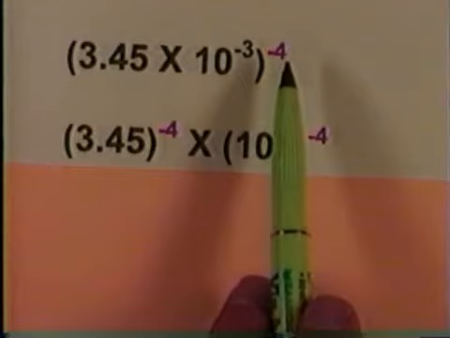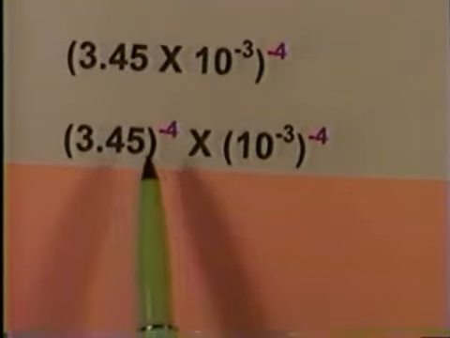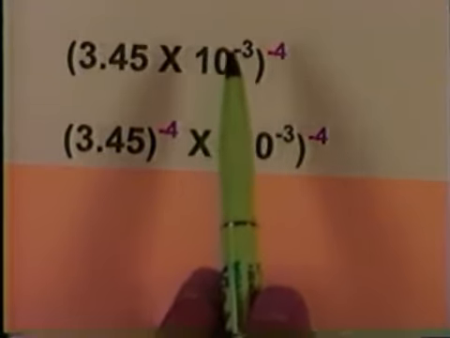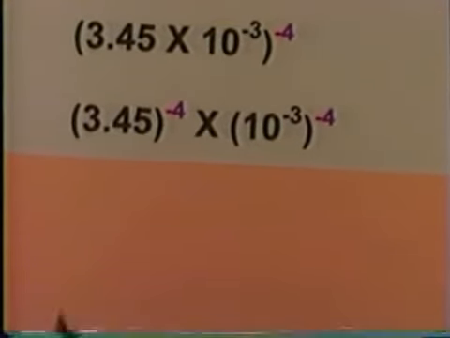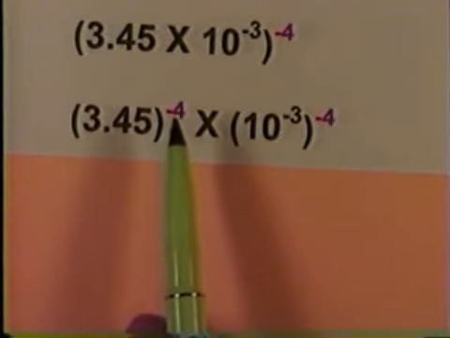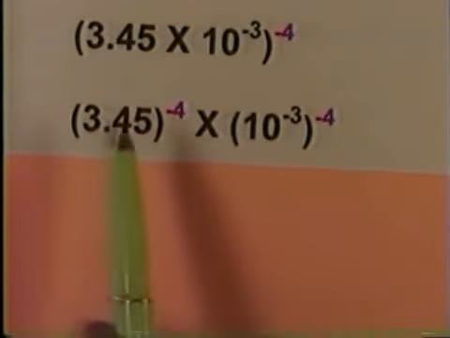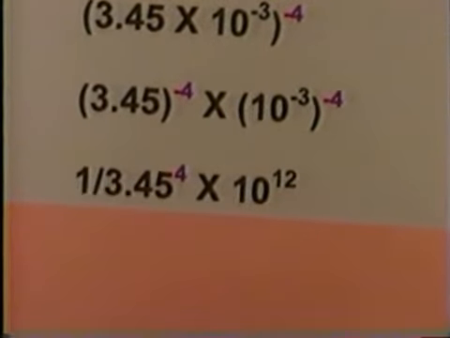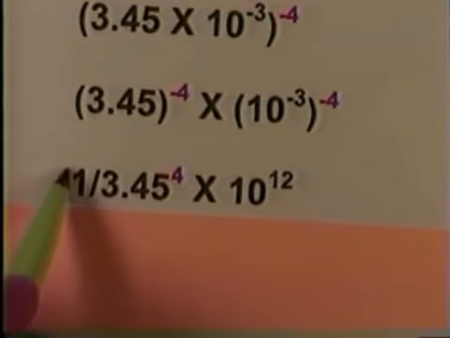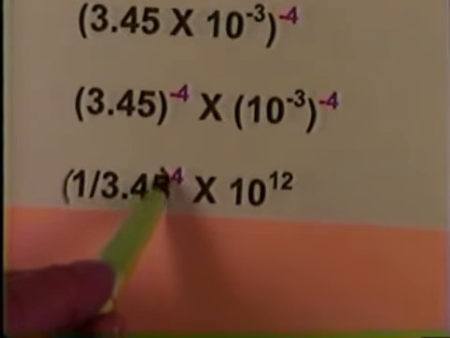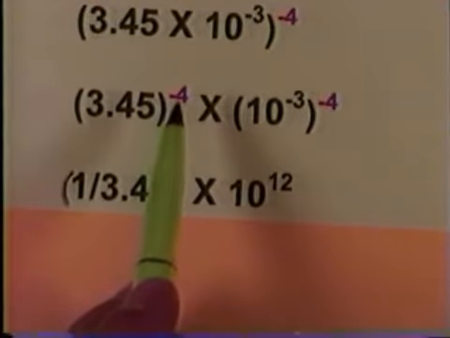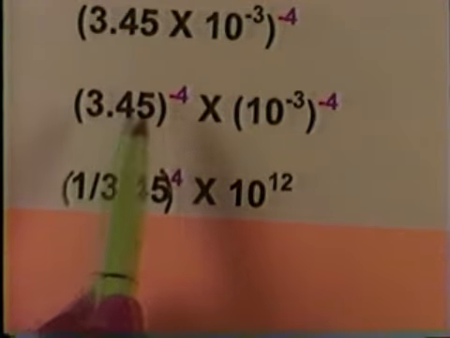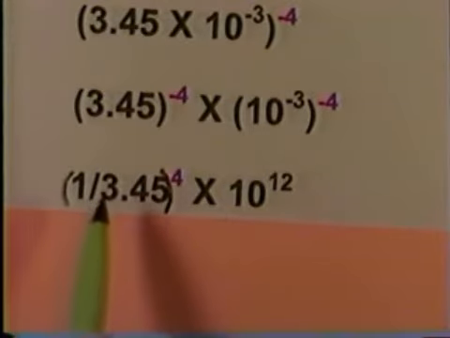So I apply the exponent negative 4 to the 3.45, and I apply the exponent negative 4 to 10 to the negative 3. Now remember that negative 4 exponent tells you to take the reciprocal. So I can do 1 over 3.45 to the 4th. I probably should have parentheses so there's no doubt that the 4th applies to all of them. So a negative exponent says take the reciprocal. So 3.45 to the negative 4 is 1 over 3.45 to the 4th.